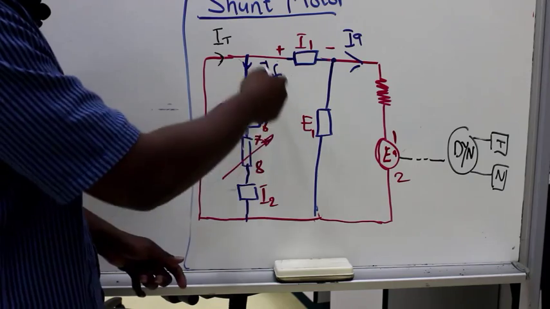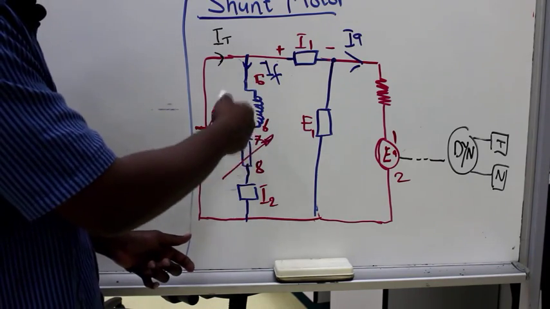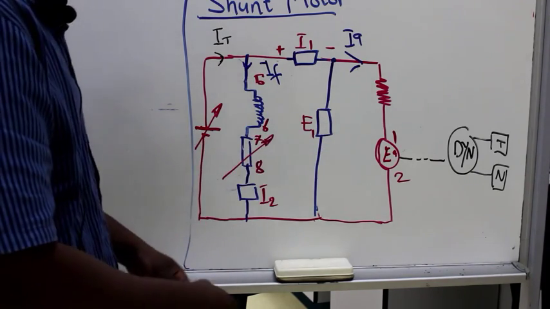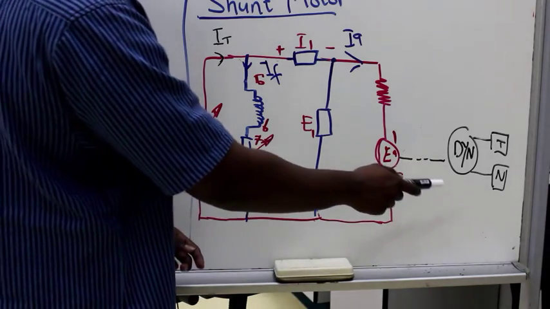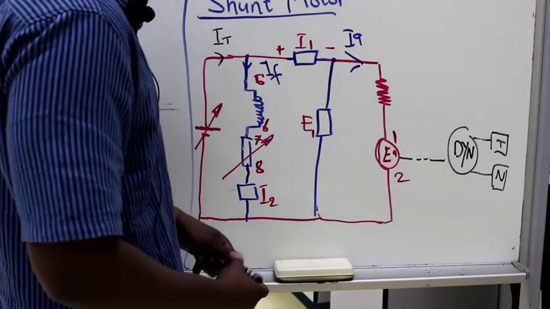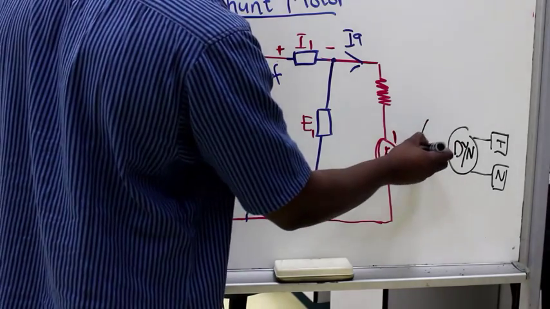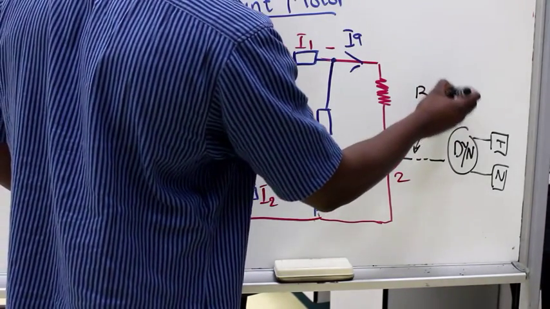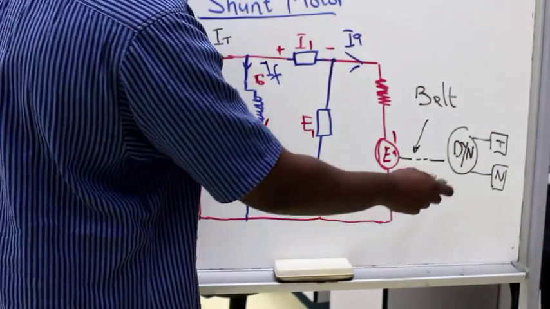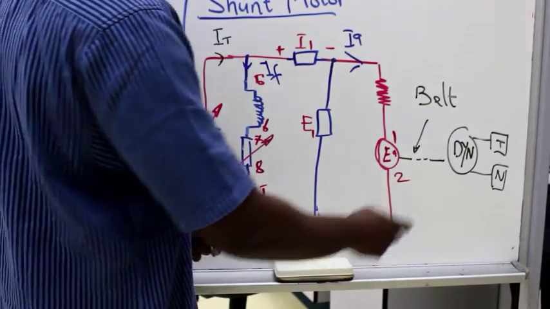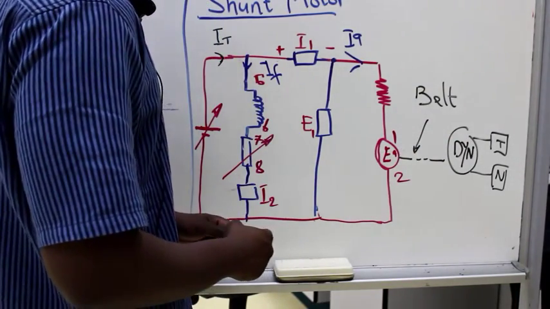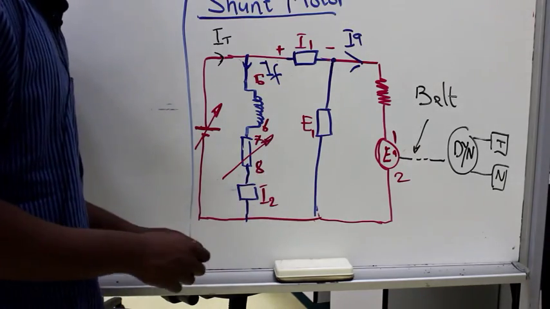Shunt, of course, means parallel. So now we're connecting, as you can see here, the field circuit parallel with the armature circuit. Connected, of course, the motor is mechanically coupled. This is a belt here. And is connected to a dynamometer to measure torque and speed. Now let's see our motor.